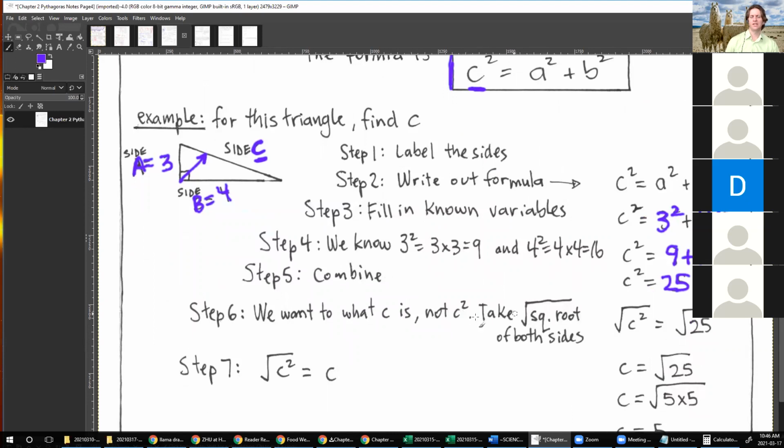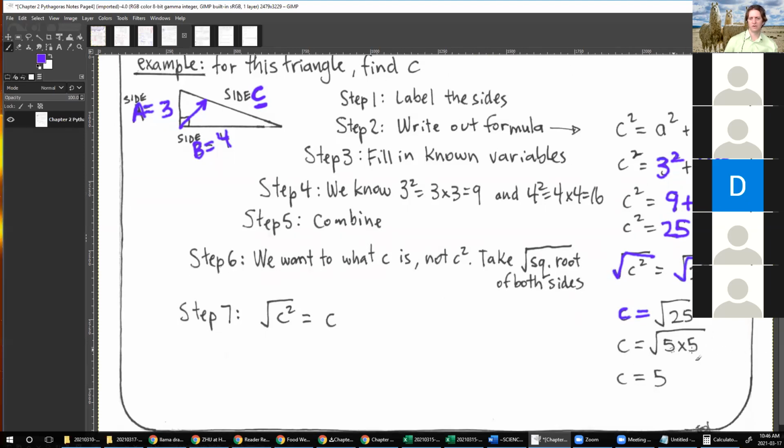So what we're going to do is take the square root. But if we take the square root of this side, we have to take the square root of the other side. And I'll talk about this in about 2 more lessons in great detail. But essentially, you're going to take the square root of both of the sides. The square root of C squared is just C. And the square root of 25 is 5 times 5, the square root of which is 5. So we know that this side is going to be 5 long. And again, it has to be longer than this one and this one.